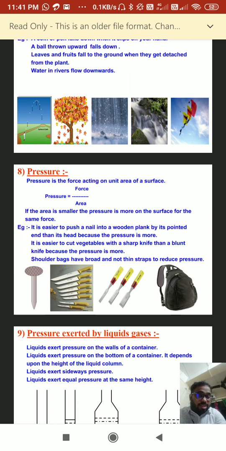Then we discuss pressure. What is pressure? Pressure is actually a force acting per unit area. So if the area is more, the pressure is less, and if the area is less, the pressure is more. Pressure is the force acting on a particular area. Now some examples from day-to-day life where pressure is used.